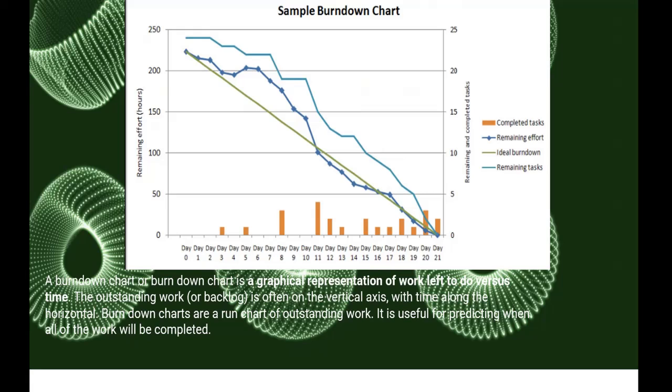So they put the Fibonacci number based on the t-shirt size. For example, if small is 1, then medium is 2, and then large will be 3, then extra large will be 5. So they categorize the work like that.